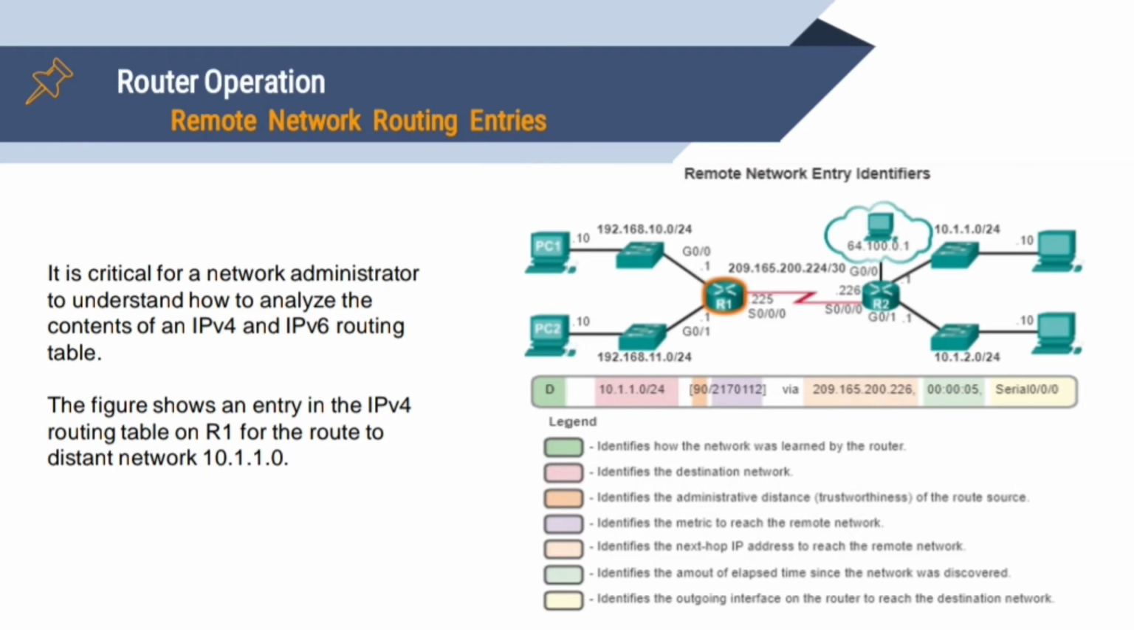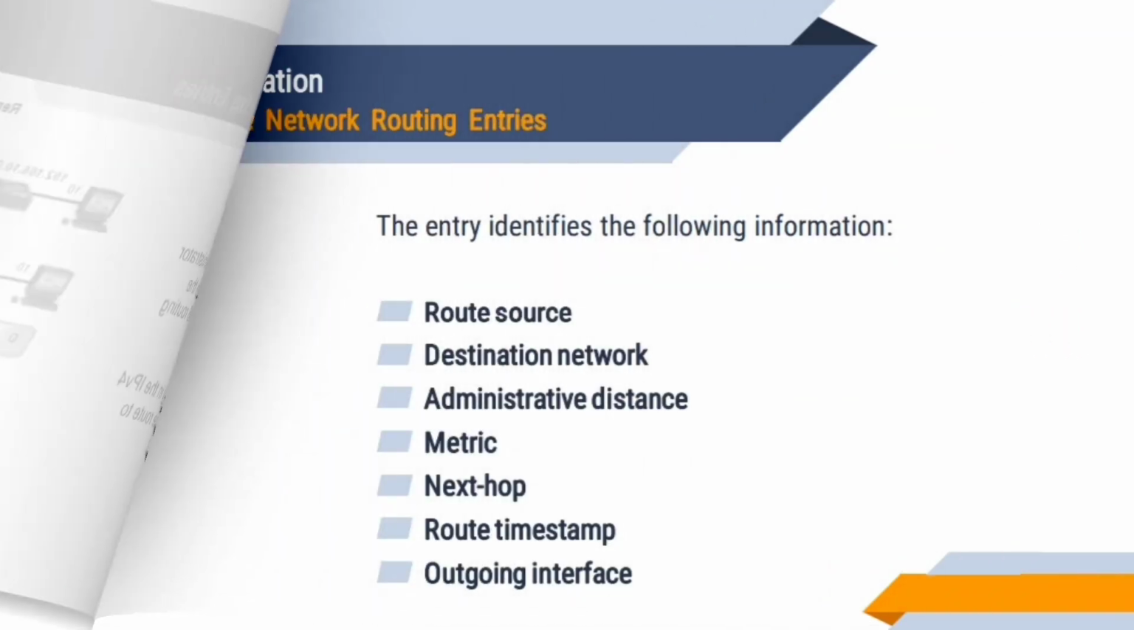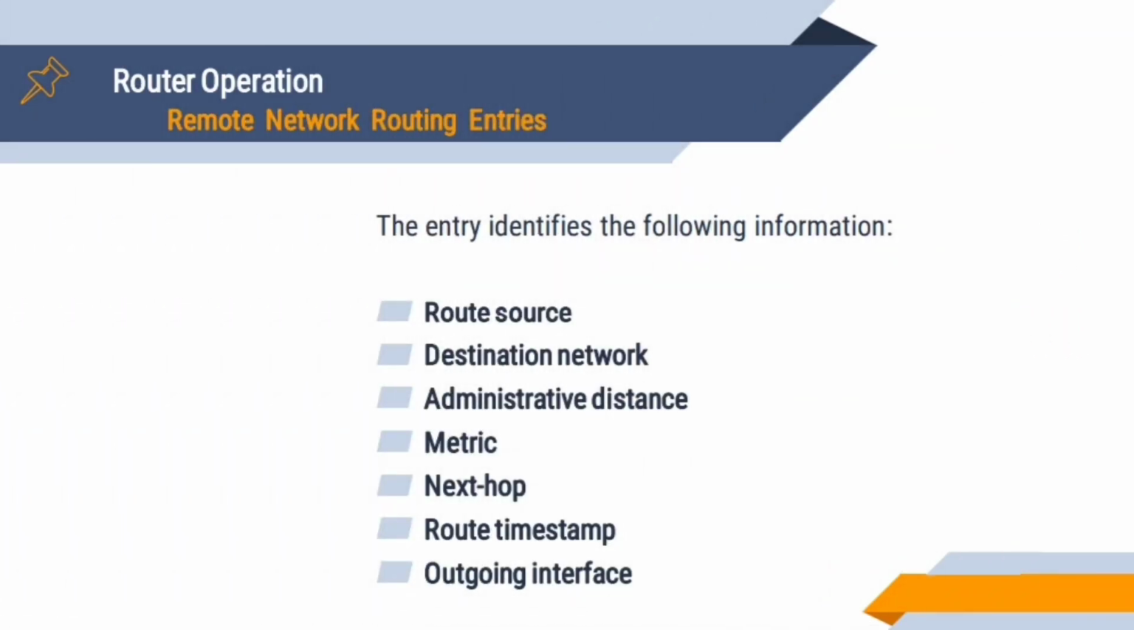Next, remote network routing entries. It is critical for a network administrator to understand how to analyze the contents of an IPv4 and IPv6 routing table. The figure shows an entry in the IPv4 routing table on R1 for the route to distant network 10.1.1.0. In the figure, it is color-coded on which part is being described for us to be able to know easily. To continue with remote network entries, the following information identifies the entry.